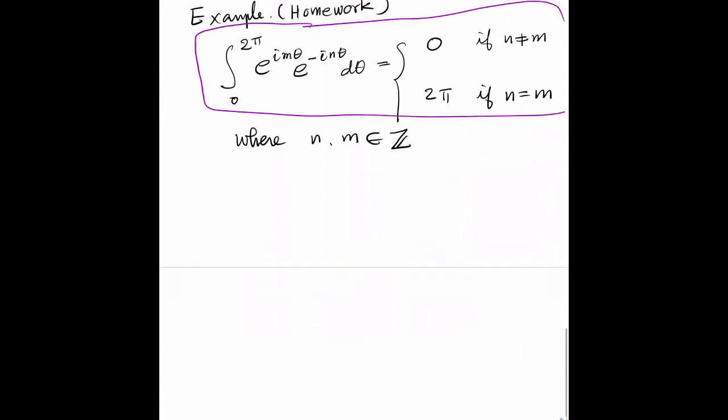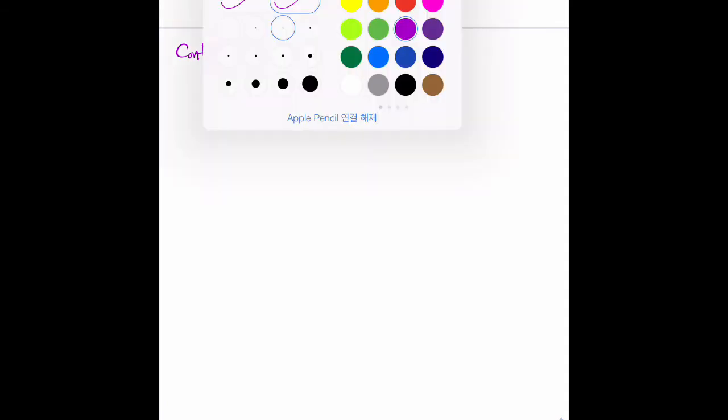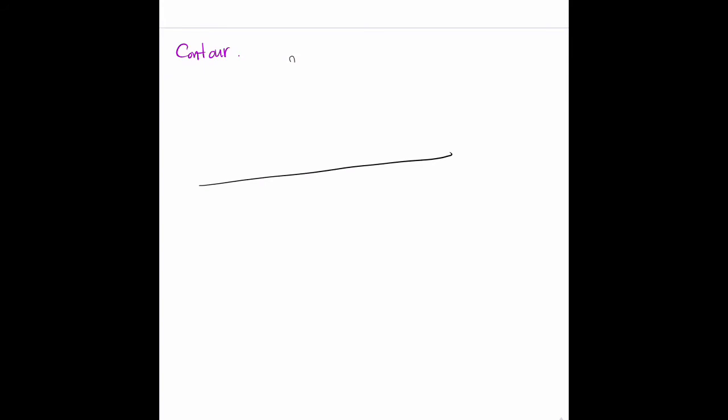Okay. Now next topic is contour. So next topic we're going to discuss contour. What is a contour? A contour is just a path in the plane, in the complex plane. So I have a complex plane, and you have a curve here. Start from here. This is called a contour, or arc.